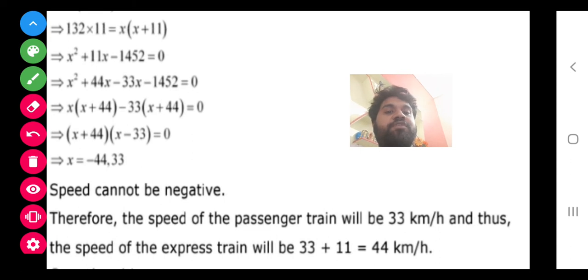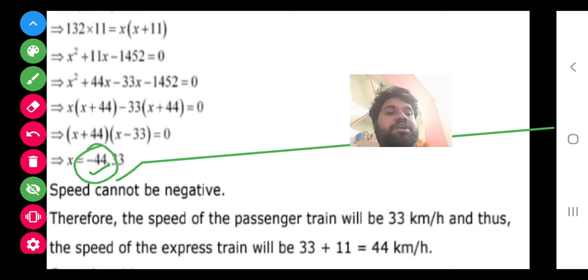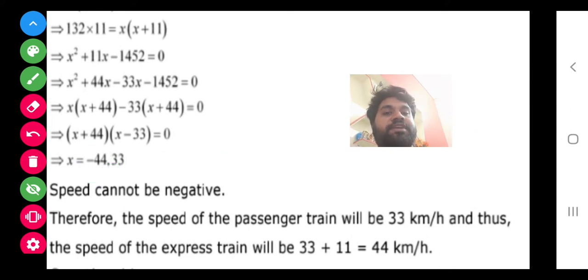Finally we have got two answers. One is minus 44 and the other is 33. Again, minus 44 cannot be an answer because it is about speed, and speed cannot be negative. So 33 is the answer. So this is the speed of the passenger train and this is the speed of the express train.